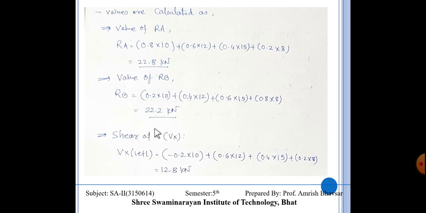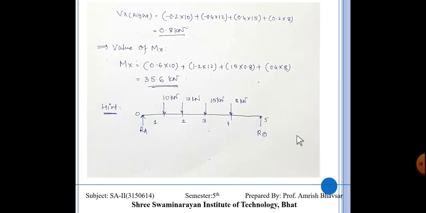Now shear at X. For this case we have two shear values at 2 meter, there is positive and there is negative. So at that time we have to find out two values of shear. First one is Vx left and Vx right. For left hand side it is 0.2 multiplied with 10, 0.6 multiplied with 12, 0.4 multiplied with 15 and 0.2 multiplied with 8, and we will get 12.8 for Vx left. For Vx right it is minus 0.2 multiplied with 10, minus 0.4 multiplied with 12, 0.4 multiplied with 15 and 0.2 multiplied with 8. So we will get 0.8 kilonewton shear at X.